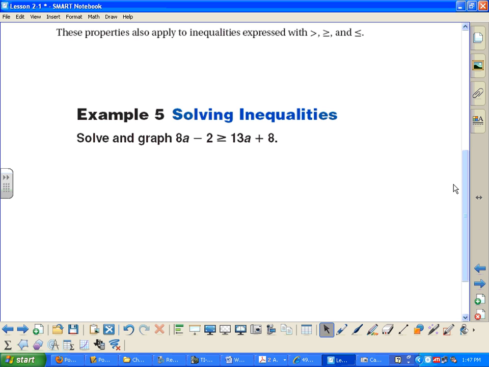the other ones. And this is where it's really important that when I move a variable from one side to the other, I'm always moving the smallest one. That way I always end up with a positive, and I don't have to worry about dividing by a negative. Okay. So we're going to solve and graph 8a minus 2 is greater than or equal to 13a plus 8. So we always move the smallest variable term first. Is that 8a or 13a? 8a. Okay, so we'll subtract 8a from both sides. So we get negative 2 is greater than or equal to 5a plus 8.